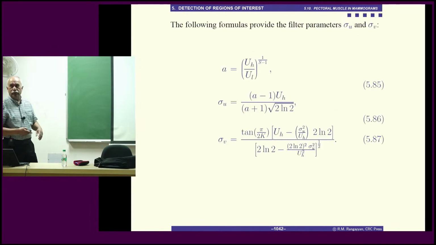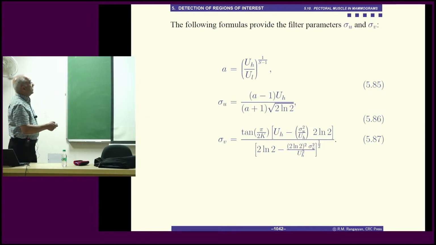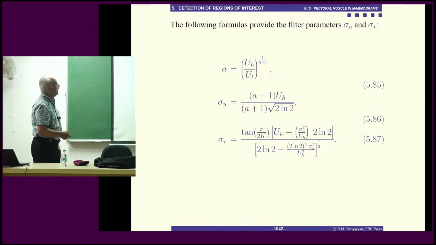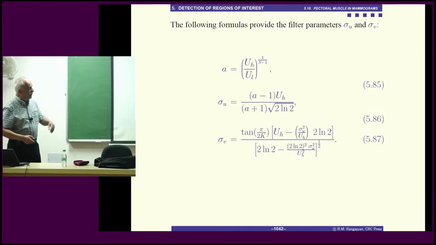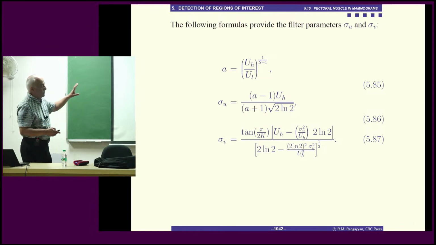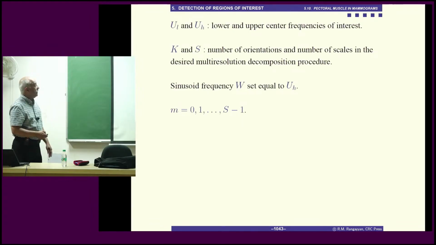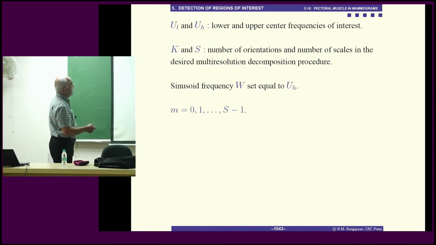Depending on the scale factors you use, you will get different shapes of those Gaussians in the frequency domain. So you have this parameter A, UH over UL to the power of 1 over S minus 1, the scale factor, and the cutoff frequencies. In the frequency domain, sigma U and sigma V are related to those other parameters. You don't have to read all of that. But they are related to the parameters you specify in the space domain and the other design parameters I mentioned. So UL and UH are the lower and upper center frequencies of interest, K and S are the number of orientations and number of scales, and the sinusoid W is set equal to UH.